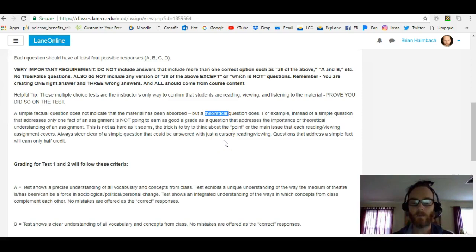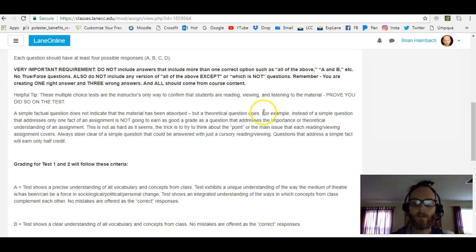I've had many students and many angst-ridden emails. I'm not sure if I'm doing it right because I don't know what theoretical is. I don't know the difference between theory and fact. Well, a fact is simply one possible response. A theoretical question is a question that only you can create. It's a question of what do you think about this material?